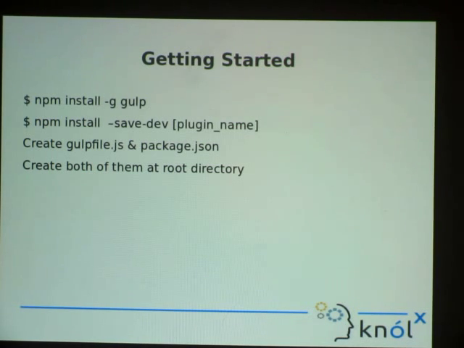We can install any plugin. We can find plugins on npmjs.com/plugins. We have lots of plugins over there. We have to create 2 files in our root directory. The first one is gulpfile.js, where we have all the tasks we want to automate, and the package.json file, created at the root directory.